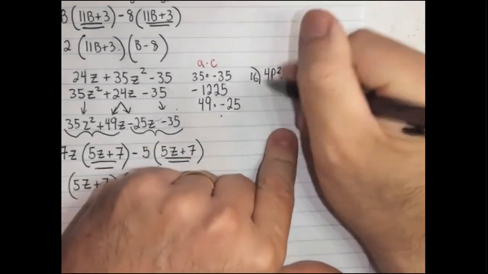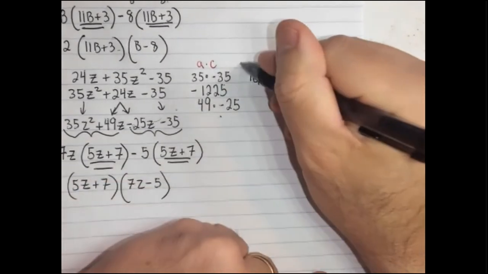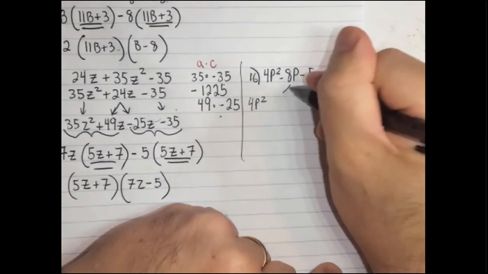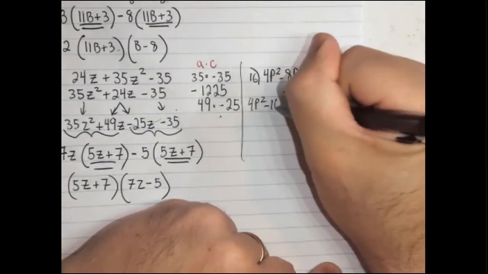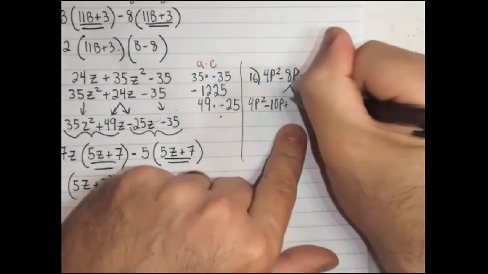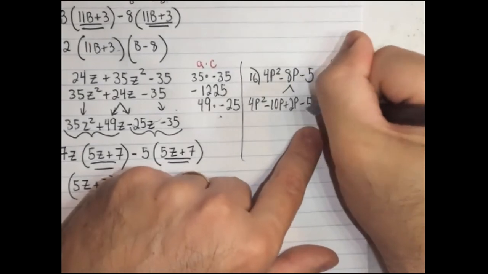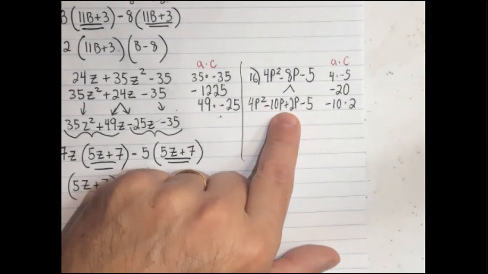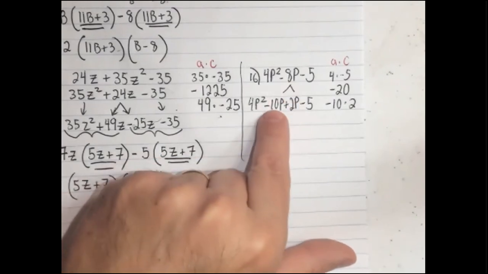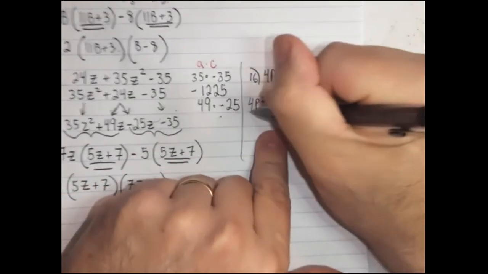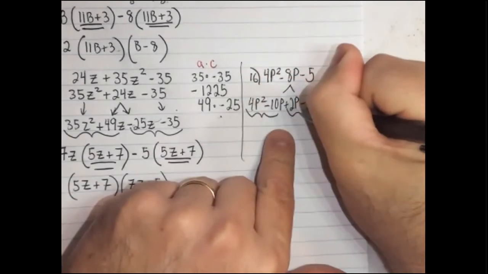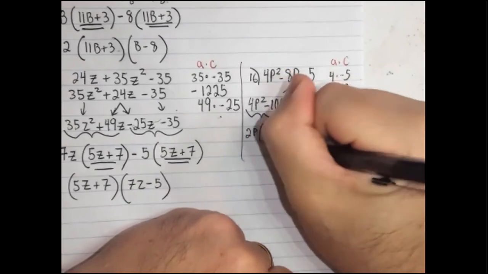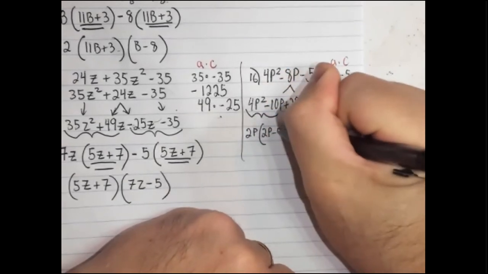So I'm going to rewrite the 4p squared. I'm rewriting the negative 8p with negative 10p plus 2p, minus 5. And again, if you switch those values around, it doesn't really matter. But that's how I'm rewriting the negative 8 with negative 10 plus 2. Then I'm using my grouping. I can factor out a 2p here, and that would leave me 2p minus 5.